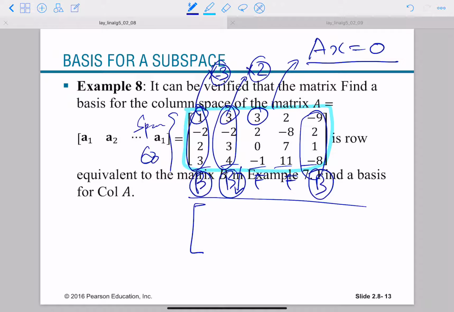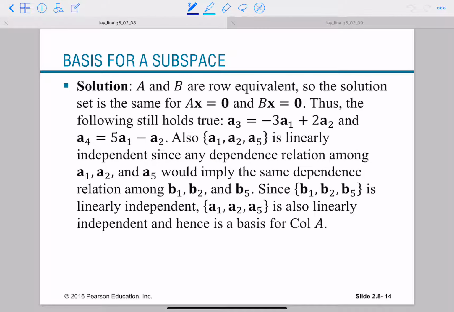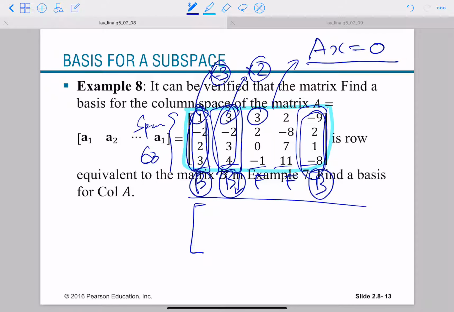So here the answer is these 3 columns, right? And if this problem is asking for the dimension of this column space, then the dimension will be 3, right? Because we have 3 basic variables, and although we haven't obtained it yet, the dimension of the null space will be 2, which is 5 minus 3. Any questions so far?